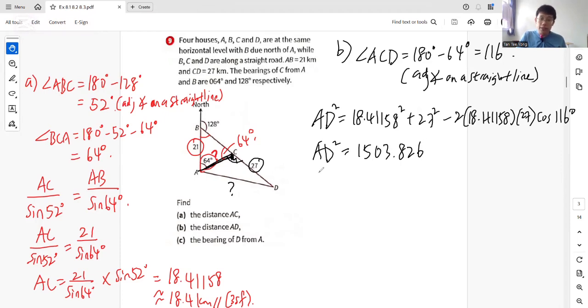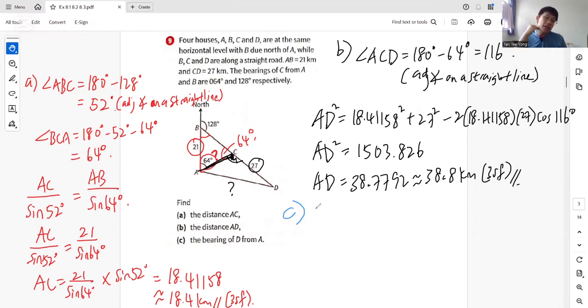Okay, and then if I were to square root it, I'll get AD. So AD is equal to 38.7792. Rounded off to 3SF, 38.8 km. So this is 3SF. This is my answer for part B. All right, then let's move on to part C in blue.